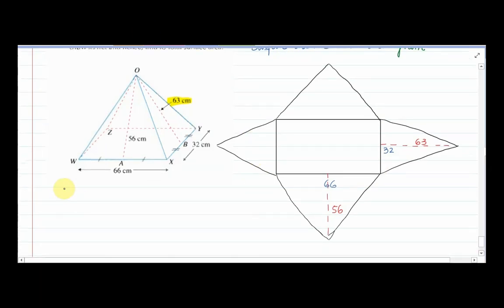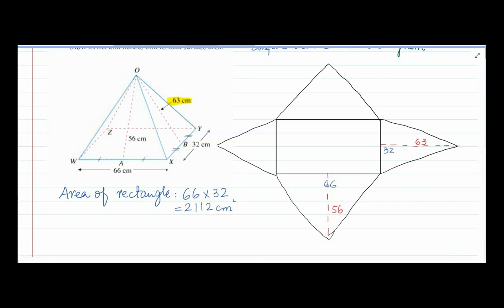Now, at first I need to find the area of the rectangle. It is equal to 66 multiplied by 32, right? So when you multiply 66 and 32, you will get 2112. That is the base area, or the area of the rectangle.